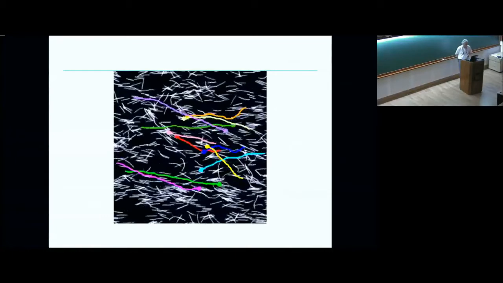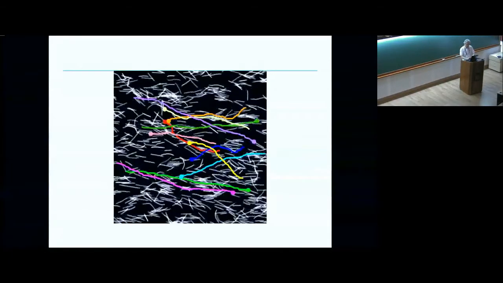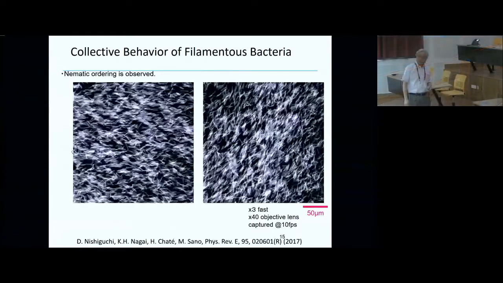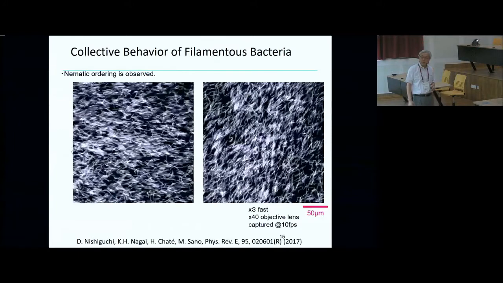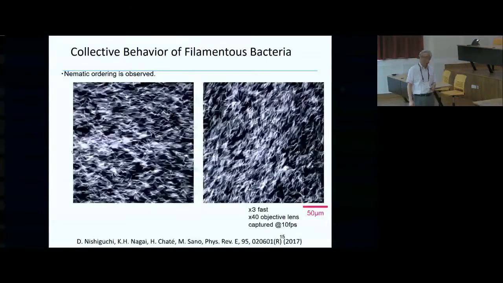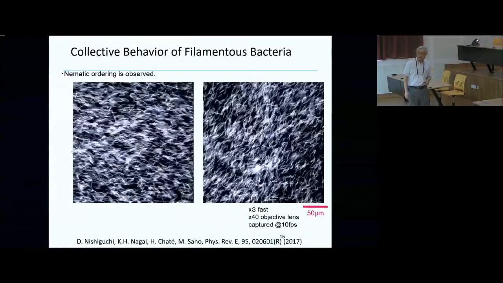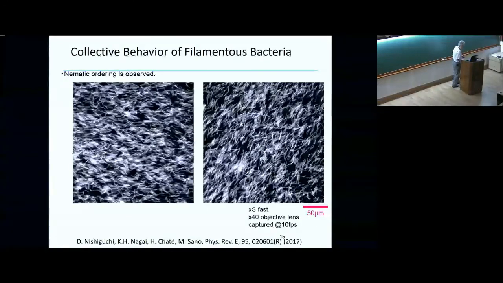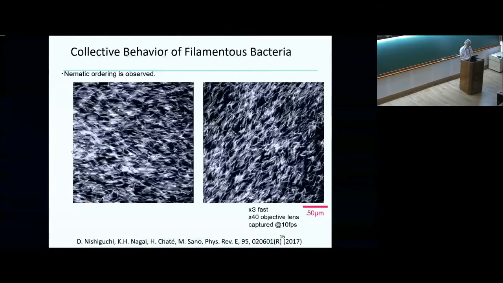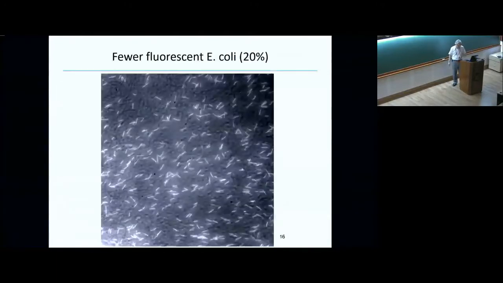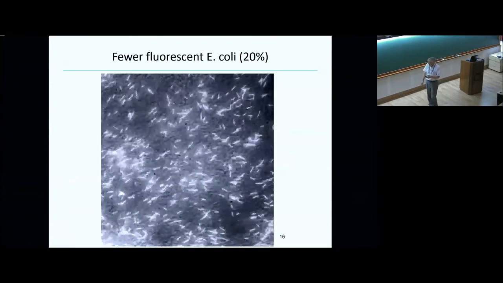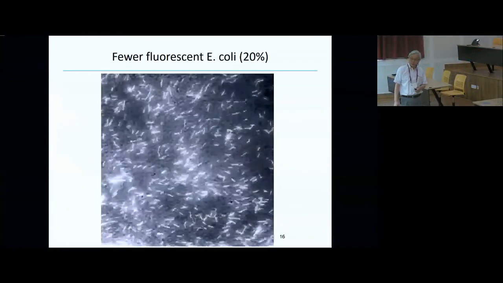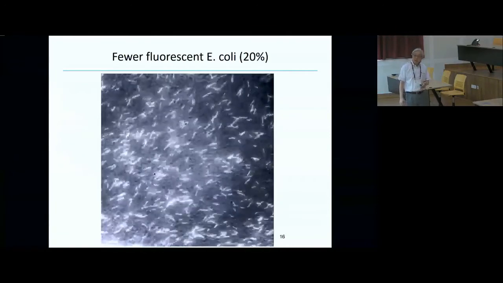So we did analysis. This is, for instance, the observed ordered state. You see the bacteria are passing each other. They are aligned nematically, and they show a kind of long-range order. We don't see a very clear topological defect because the steric interaction is very weak. And even at high density, we can visualize. Here we visualize only a few bacteria by using fluorescent E. coli. Only 20% of E. coli are fluorescently labeled. And you see some orientational order.